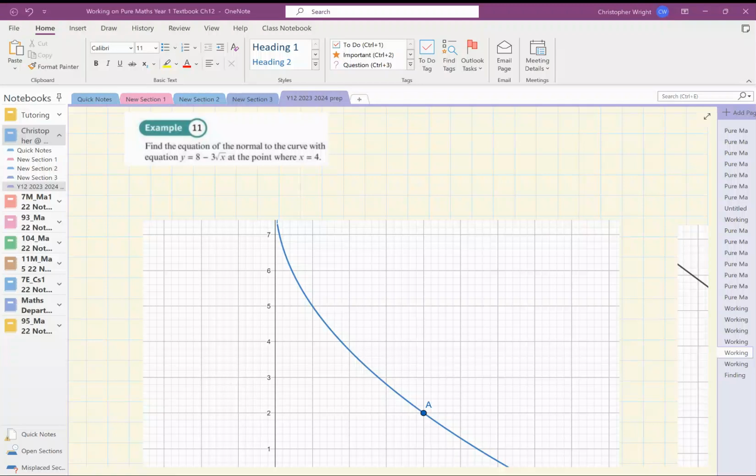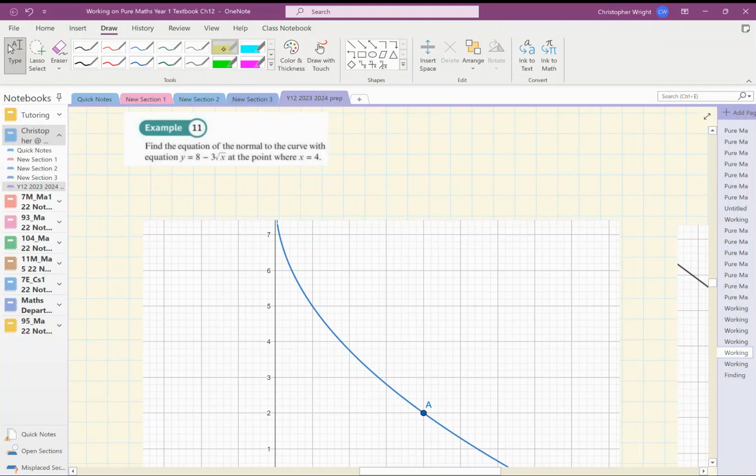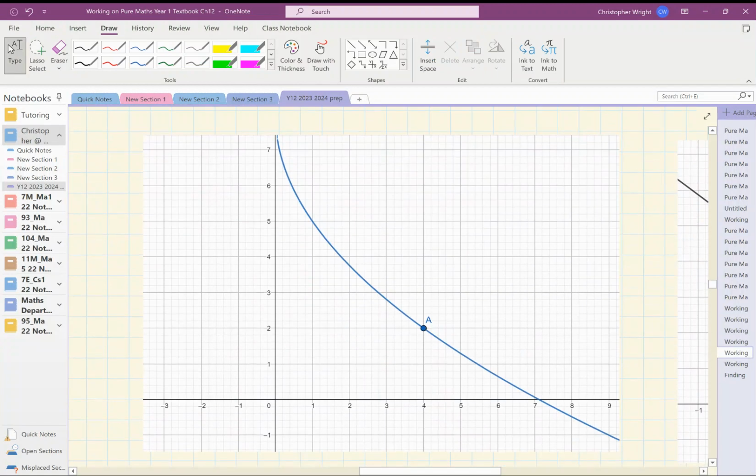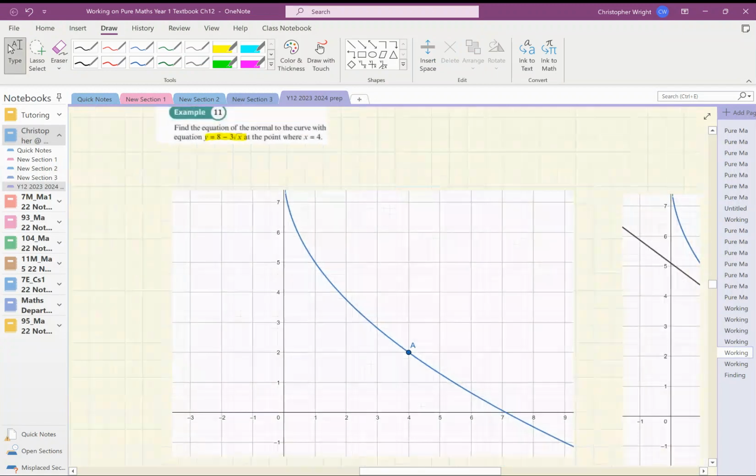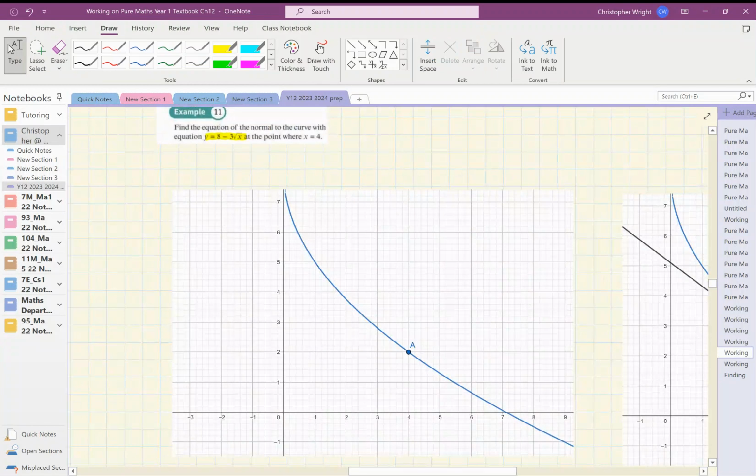Okay, we've got to find the equation of the normal to the curve with equation y equals 8 minus 3 root x at the point where x equals 4. So let's draw a diagram to help us here. We've got this curve here, and we're being asked for the equation of the normal to the curve at the point where x equals 4. Well, the point where x equals 4 is labelled A here, isn't it?